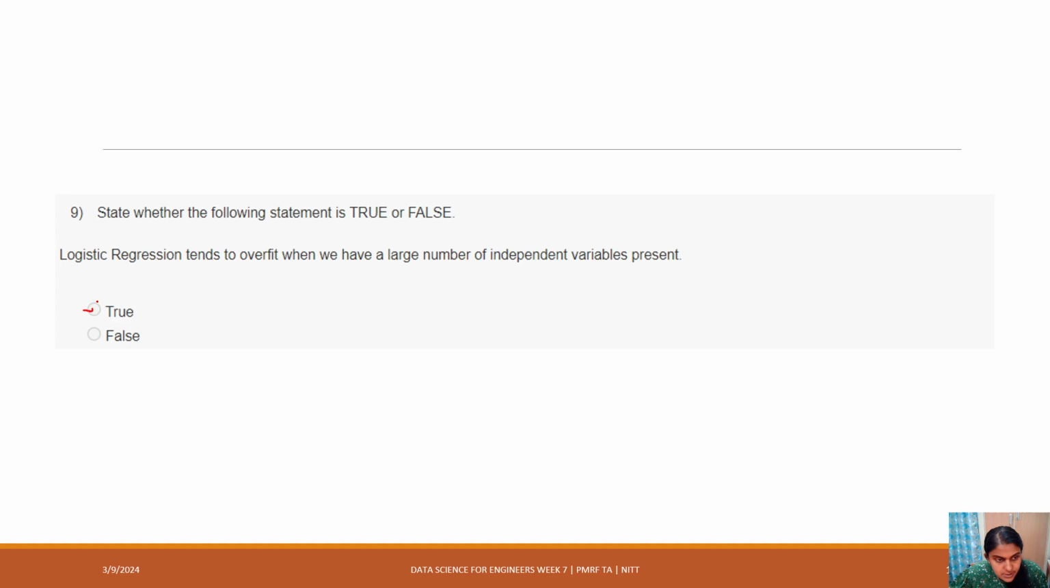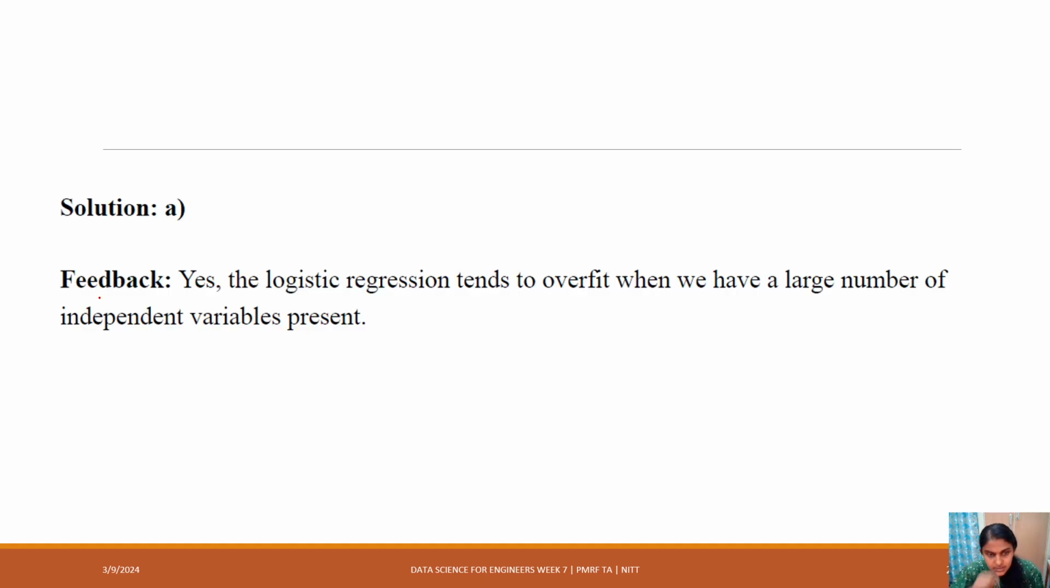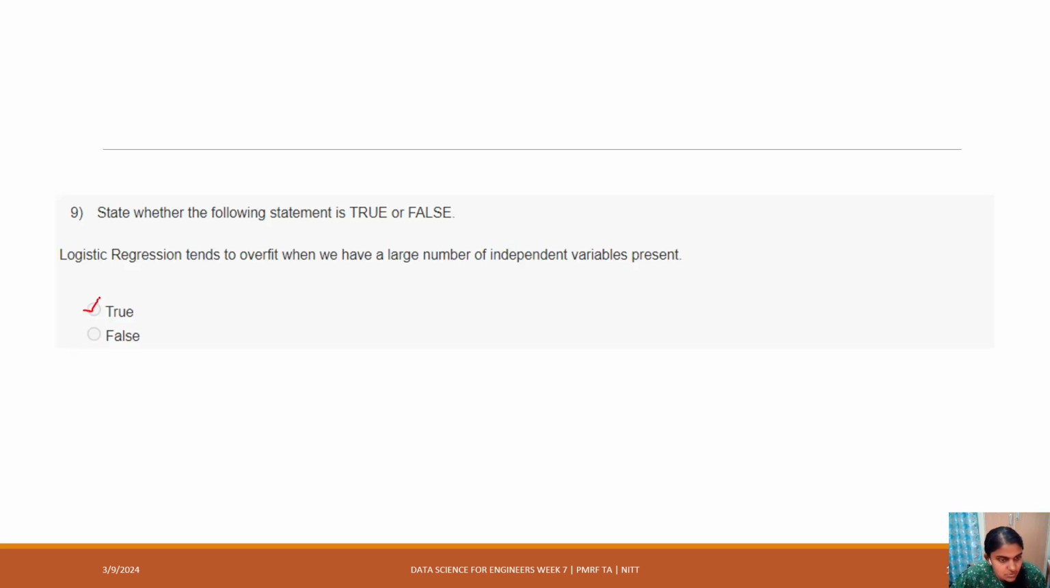So this is true. Okay, so the thing is logistic regression tends to overfit when we have a large number of independent variables present. I have got a false value also. The thing is, Neil, if you have many variables, only some of the variables might be required to get an optimal solution. That is why we have feature selection techniques, to select the optimal number of features which are required.